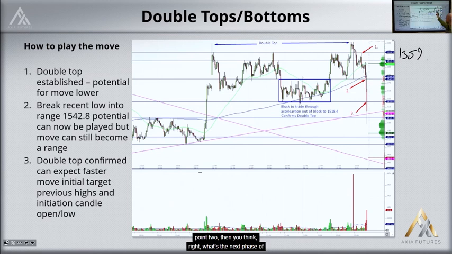So at point 2 then, you're going to think, right, what's the next phase of this move? When we talk about ranges, I'll explain this in a little bit more detail. But there's your double top, double bottom low down here.